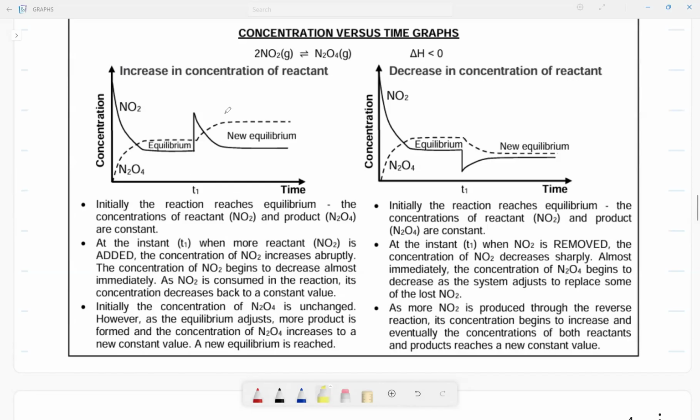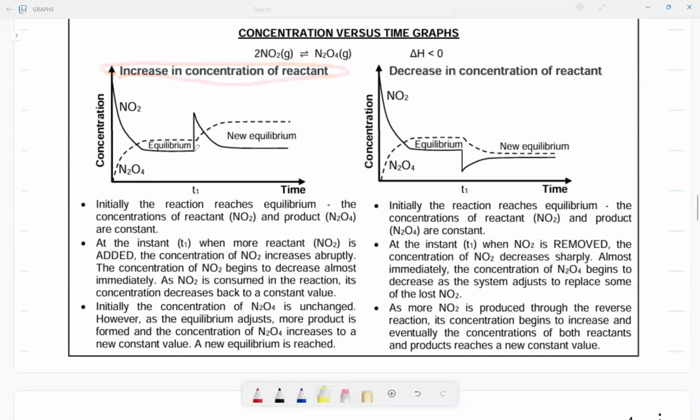Now let's look at the concentration versus time graph. Here we have our reaction like that. Now there is an increase in concentration of the reactant. Our reactant is what? NO2. So NO2 initially is decreasing because it is used up and reaches equilibrium. N2O4, our product, increases and reaches equilibrium. But now there is what? Increasing the concentration of the reactant.